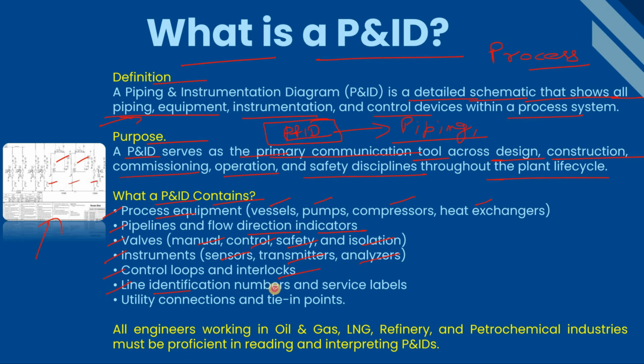Line identification numbers and service labels will also be available in the P&ID. For example, which line is the DM water line, which line is the cooling water line, which line is the hydrochloric acid line, etc. It is available in the P&ID. Then utility connections and tie points are also available in the P&ID. We will discuss it thoroughly in our upcoming lectures. Just an overview here: what is a P&ID?